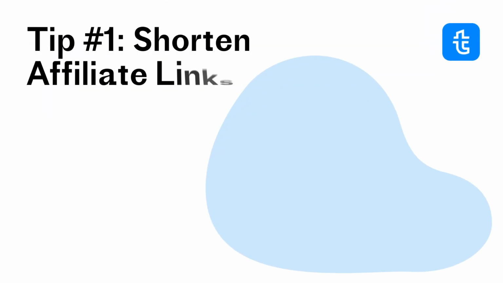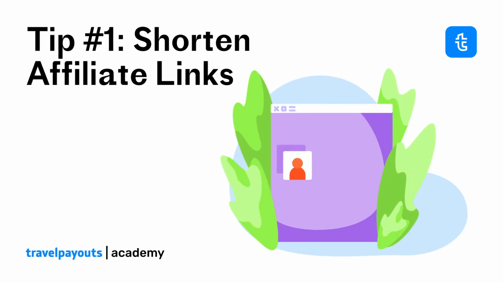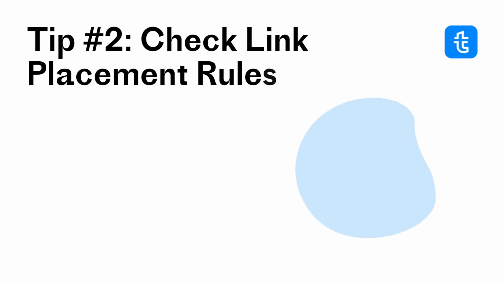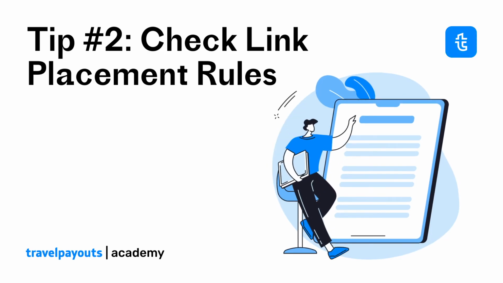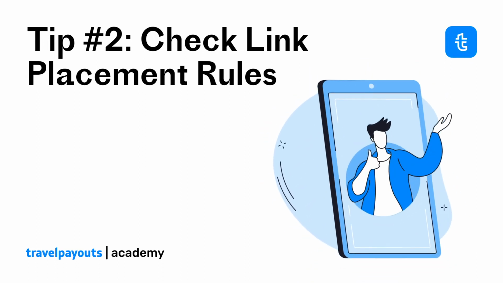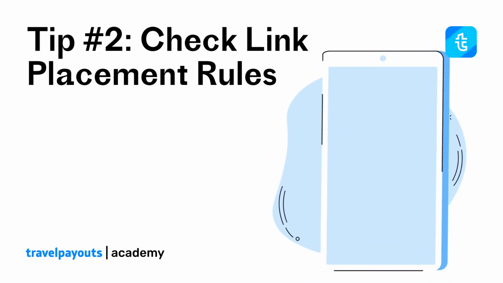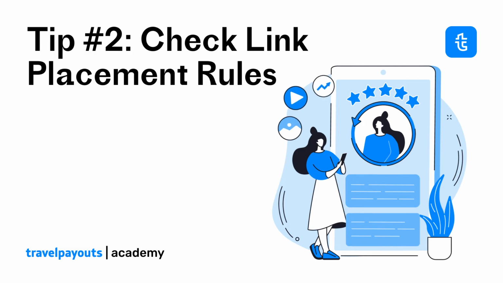Now, let's take a look at some actionable tips that'll help you make the most of your affiliate links on social media. Tip 1. Use tools such as Bitly or Rebrandly to shorten your links and make them more user-friendly. Tip number 2. Keep the rules of each platform in mind regarding link placement. For example, as of November 2021, Instagram doesn't allow you to place links in posts, but you can share them in stories and IGTV. Also, you can add one link to your bio. However, these rules are changing all the time, so keep an eye on them.